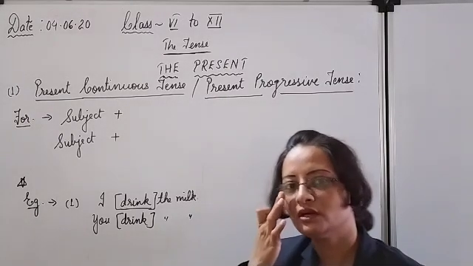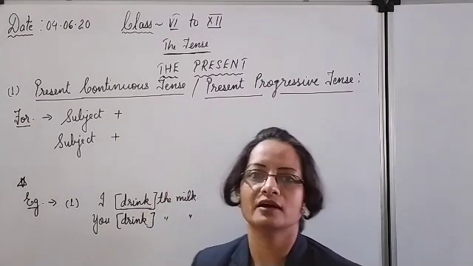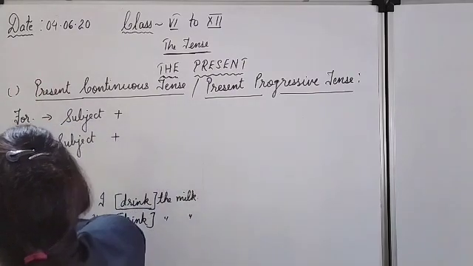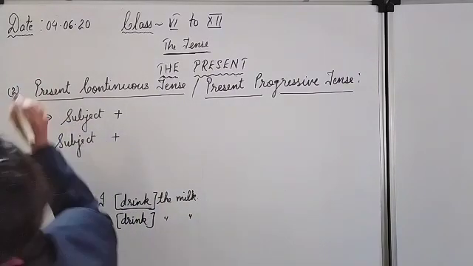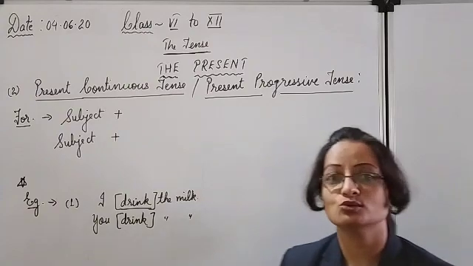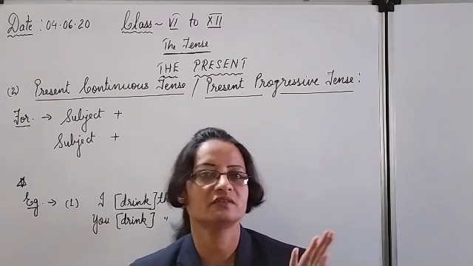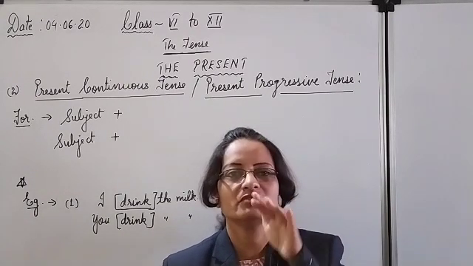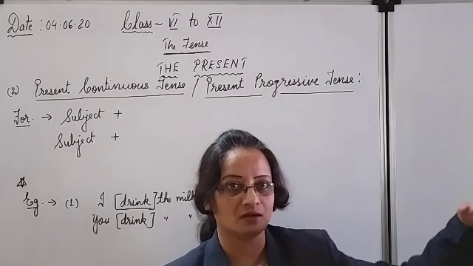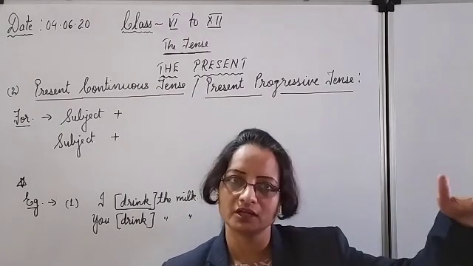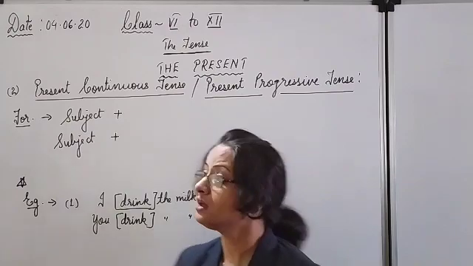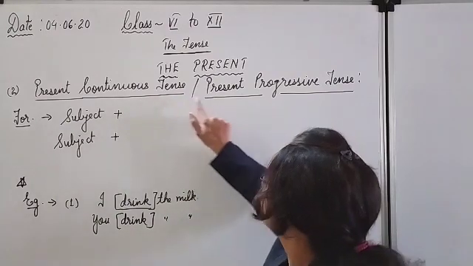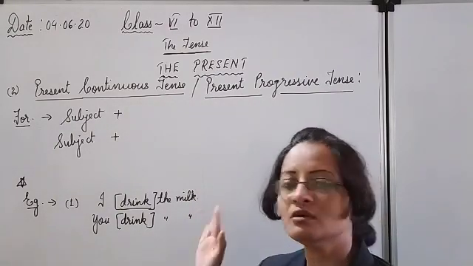See, children, now we are going to focus on the second type of the present tense, that is the present continuous tense, or it is also called the present progressive tense. Progressive means one which is going on, progressing, and it is also called continuous because it is in continuity. Both are one and the same thing. Present continuous or present progressive tense.